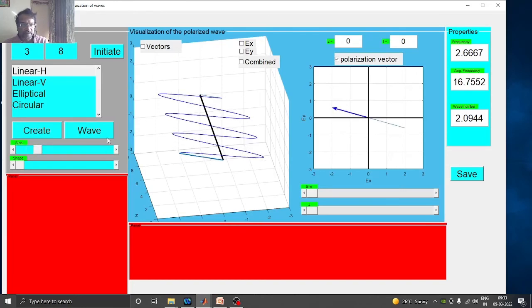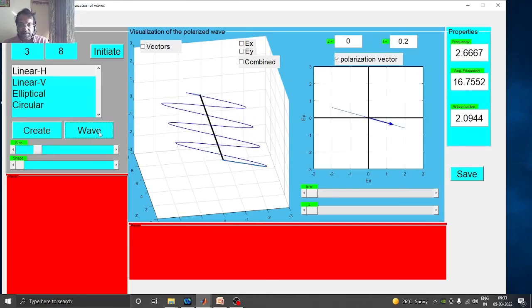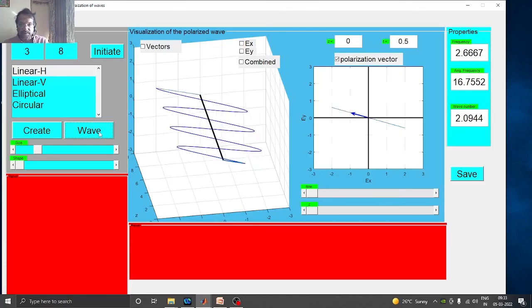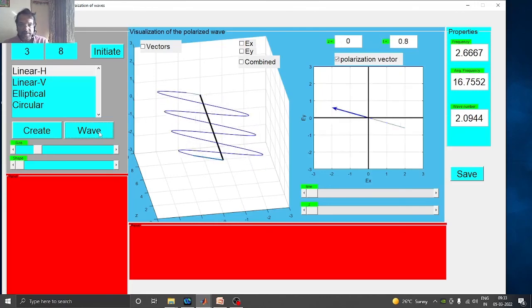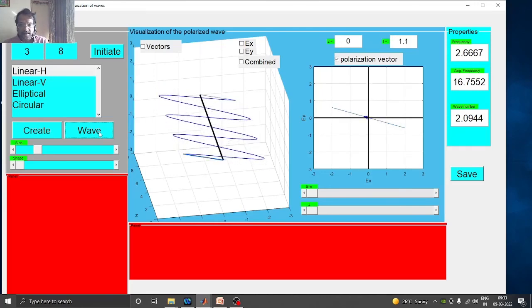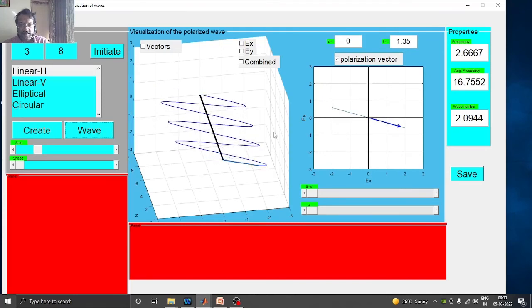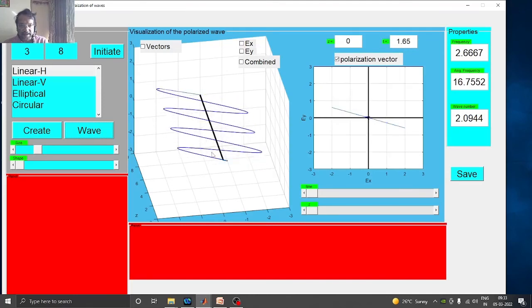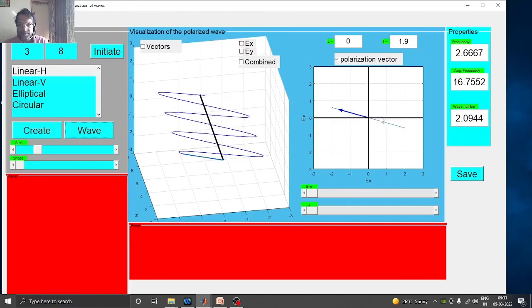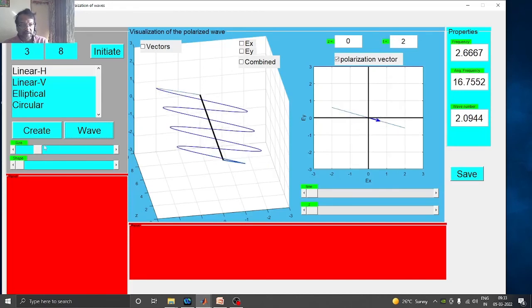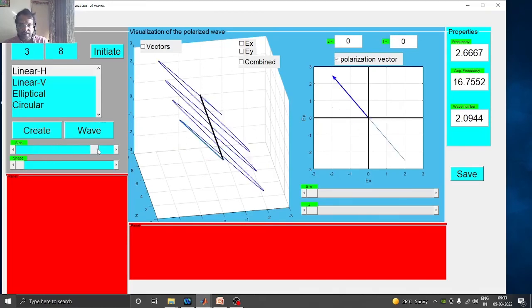This one, for example. Now this is a more general case of a linearly polarized wave. You can see the wave makes an angle on the left side, and that is represented in the polarization vector. Much more, the angle is much more.